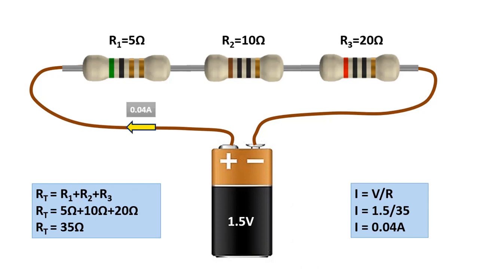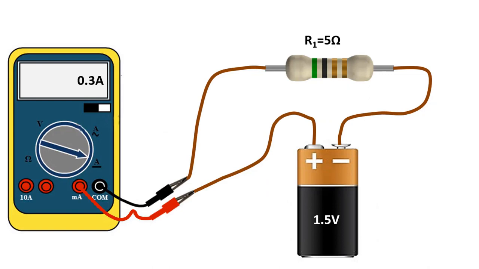We were able to find the current value when we divided the voltage value of the power supply by the total resistance value. We have seen that the current value decreases as the resistance value increases. We can find the same result by measuring the current flowing through the circuit with the help of a multimeter.